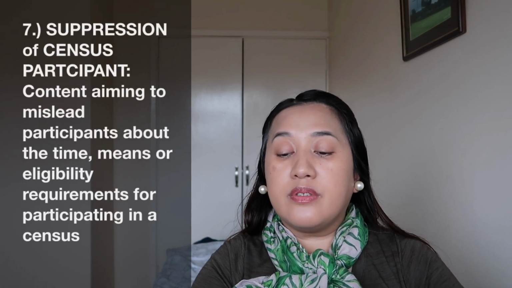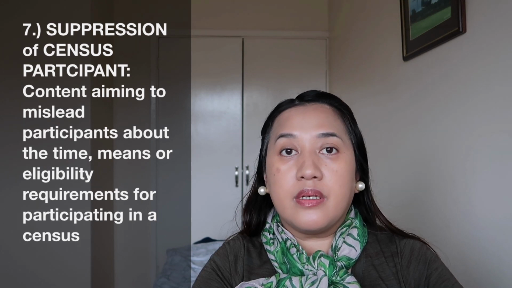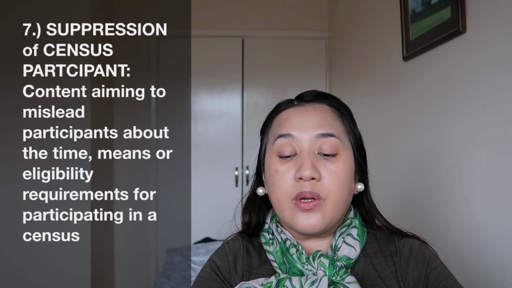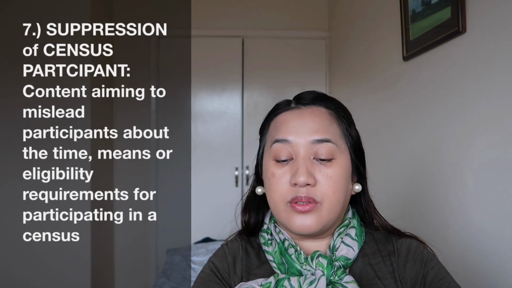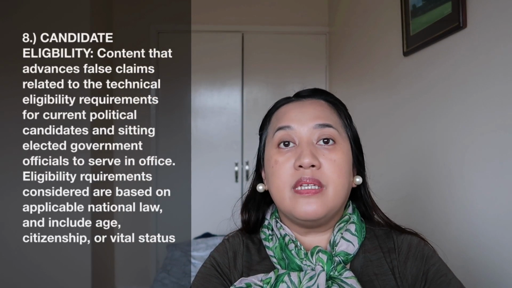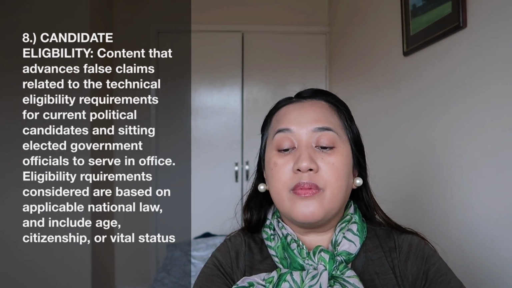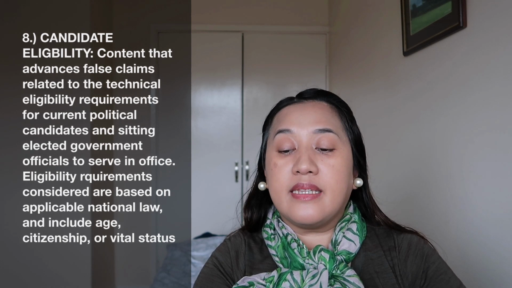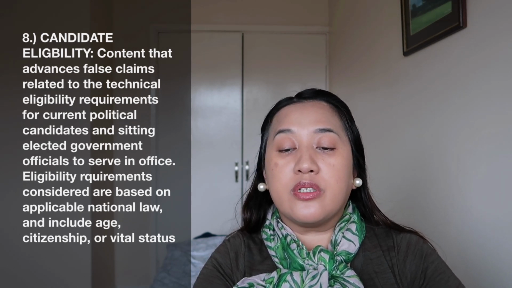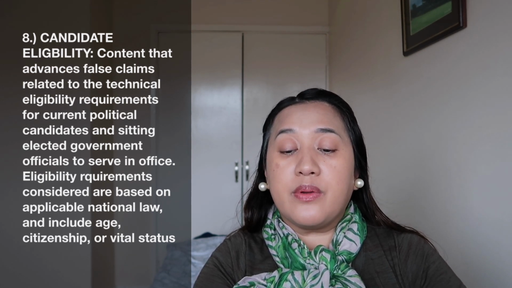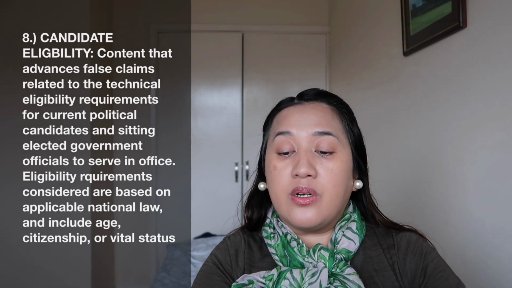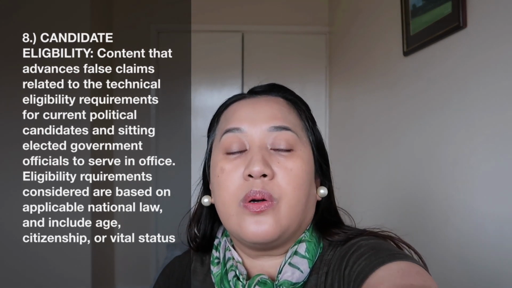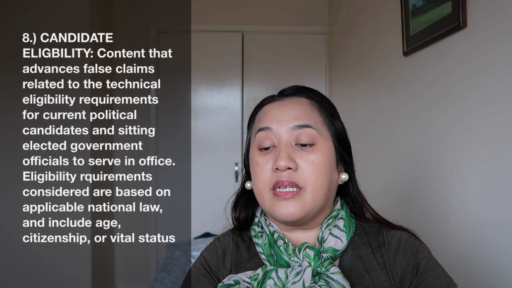Number seven, suppression of census participation. Content aiming to mislead participants about the time, means, or eligibility requirements for participating in a census. Number eight, candidate eligibility. Content that advances false claims related to the technical eligibility requirements for current political candidates and sitting elected government officials to serve in office. Eligibility requirements are based on applicable national law and include age, citizenship, or vital status. This is probably about candidacy in America, which is why it was included here.